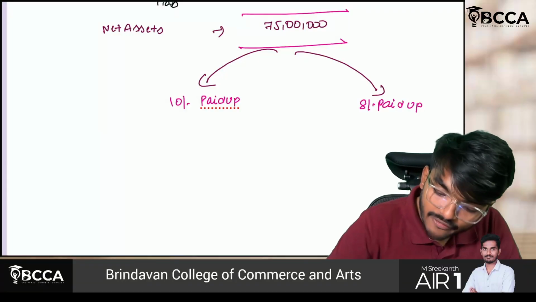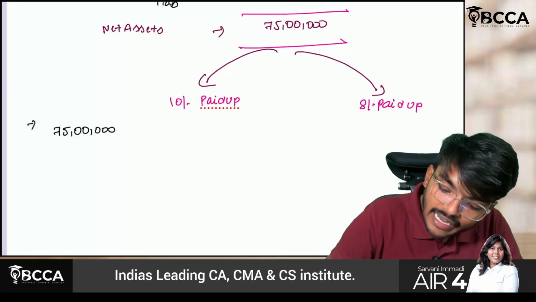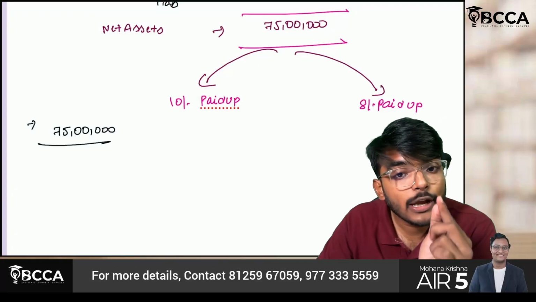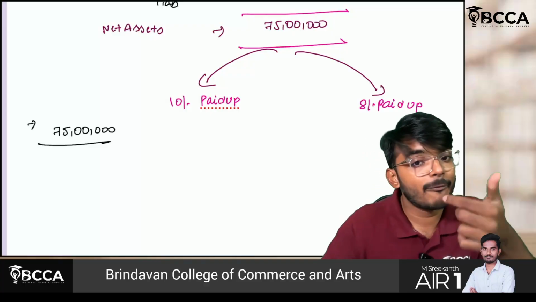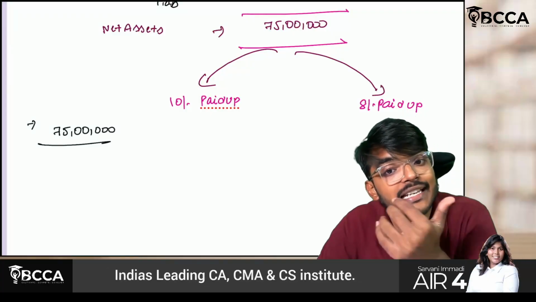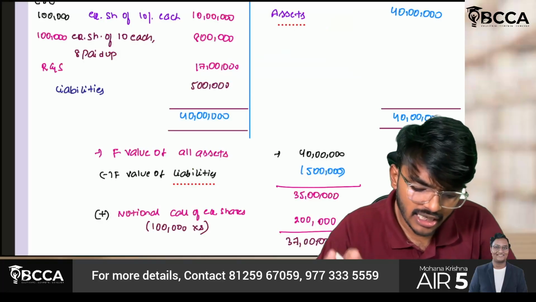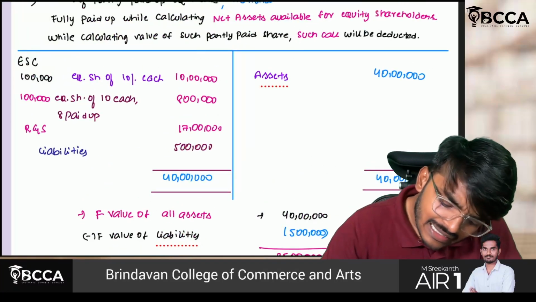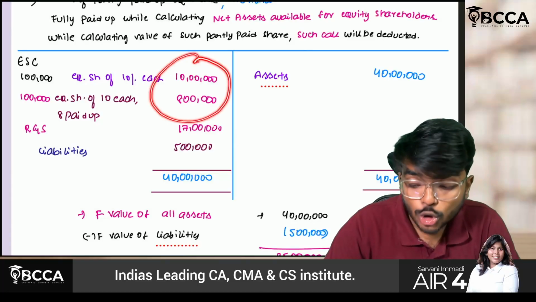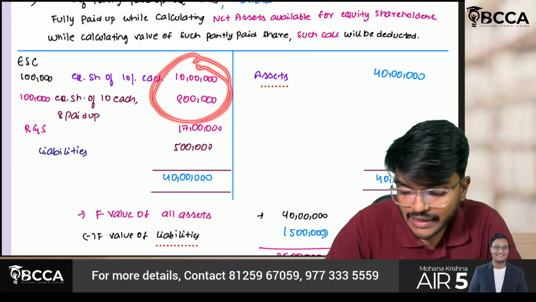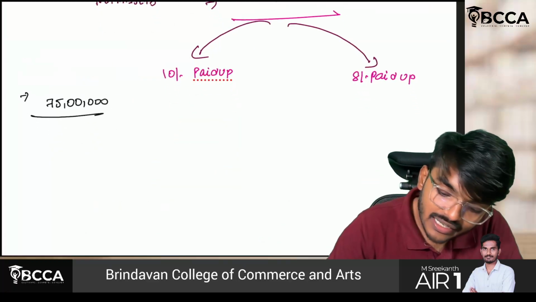Sir, what I have done is, first I have calculated, for 1 rupee of equity share, if you have paid, how much net assets will belong to you? First I will calculate the total capital. Total capital is 10 lakh plus 8 lakh rupees. How much is it? 18 lakh rupees.